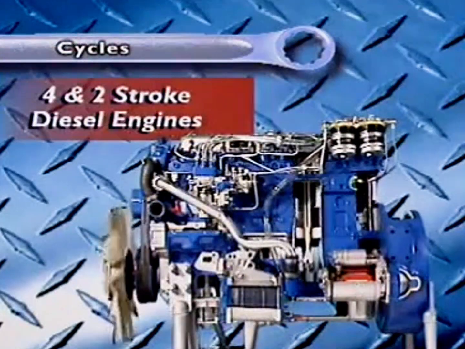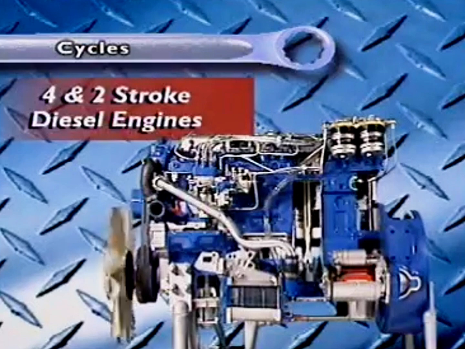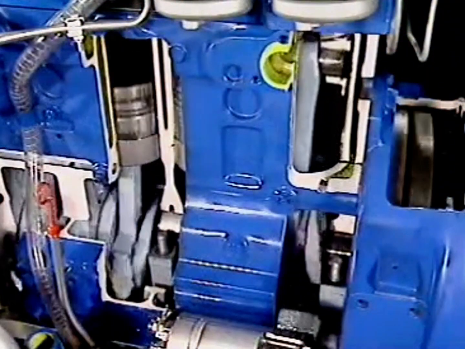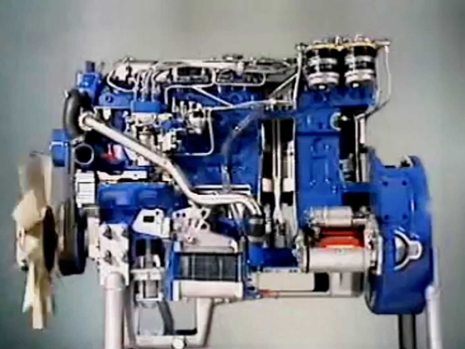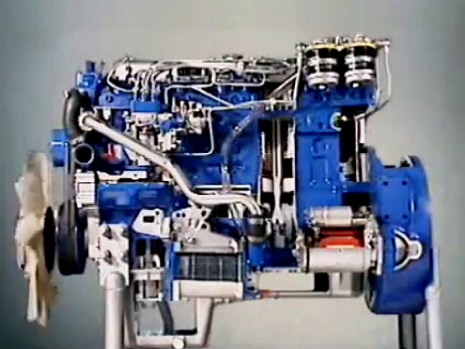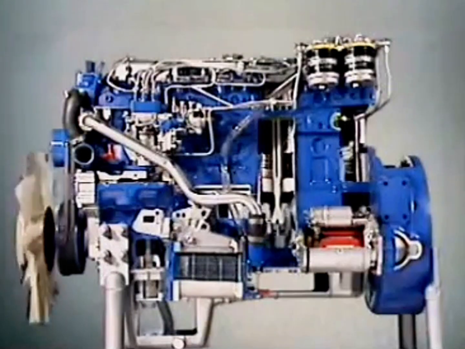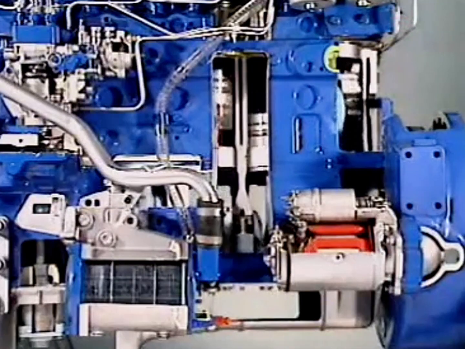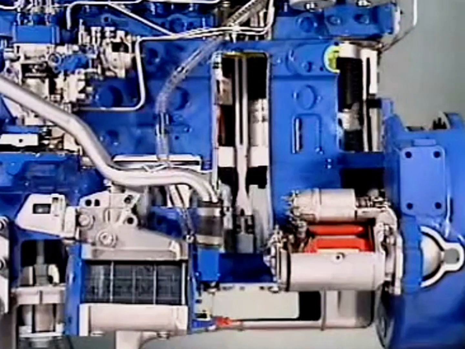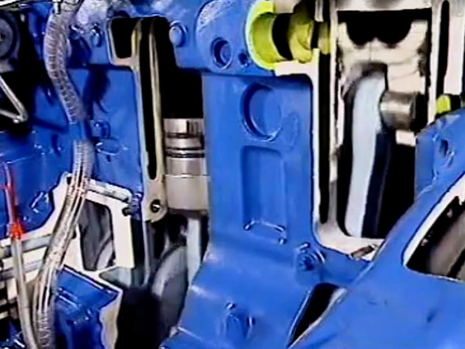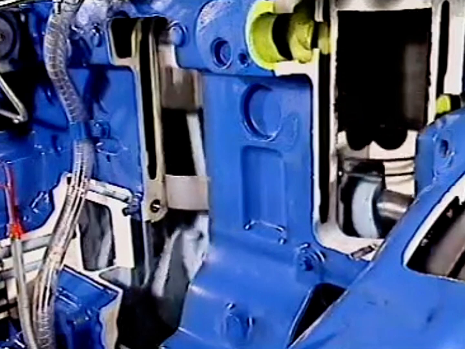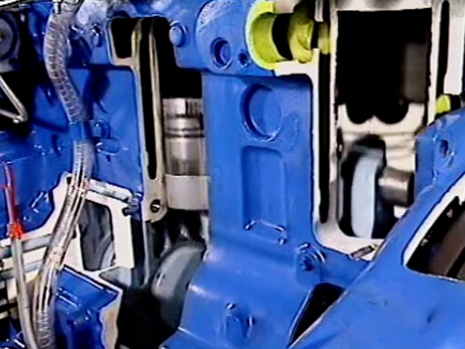This section examines the four-stroke and the two-stroke diesel engine cycle. Let's start with the four-stroke diesel engine cycle. A four-stroke diesel engine has a cycle of 4 strokes. A stroke is the distance from top dead centre to bottom dead centre. The piston travels down for 1 stroke on intake, up for compression, down for power, and back up for exhaust.